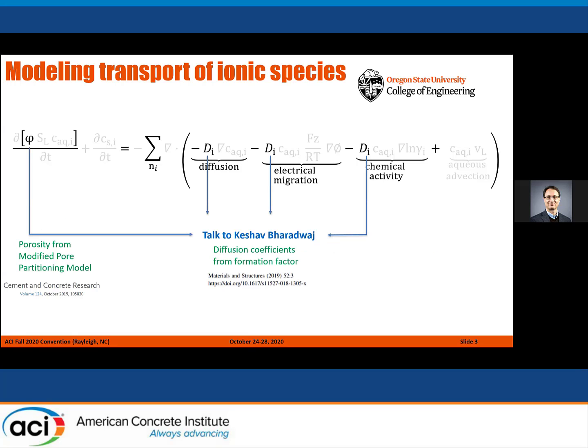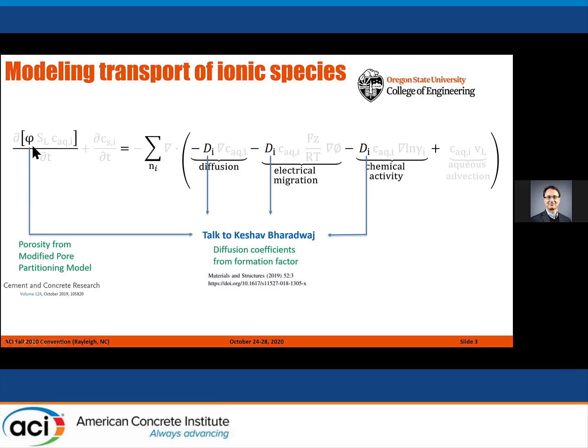So what are the possible input data? First of all, Keshav in the first presentation talked about formation factor, and he showed that formation factor is very related to diffusion coefficients. So if you look at the diffusion coefficient of each ion, the diffusion coefficient of chloride, the diffusion coefficient of sodium, etc., we can theoretically calculate those using the formation factor approach. You can talk to Keshav more about that, and we can show you how that's done.